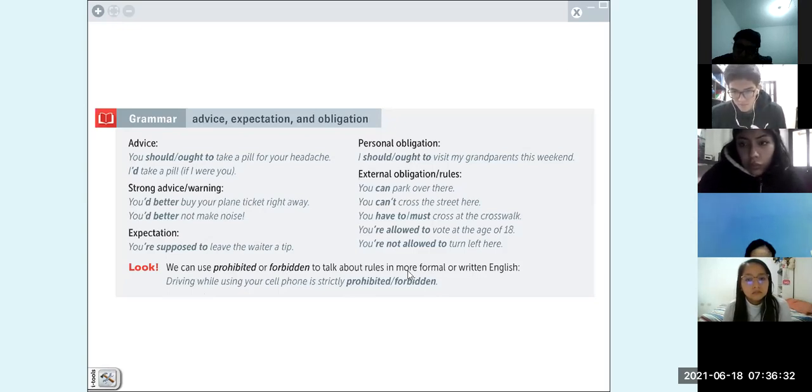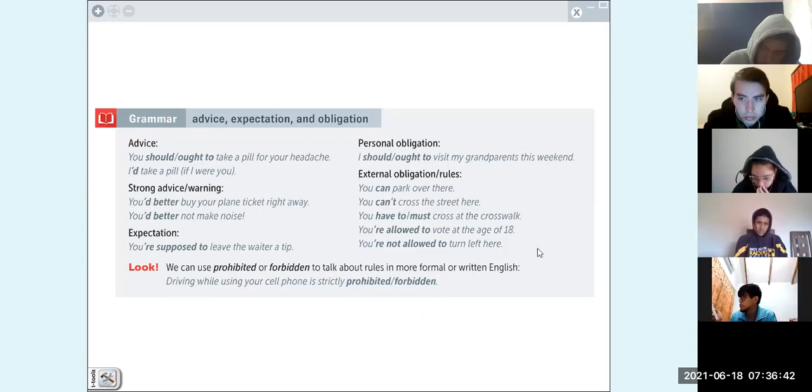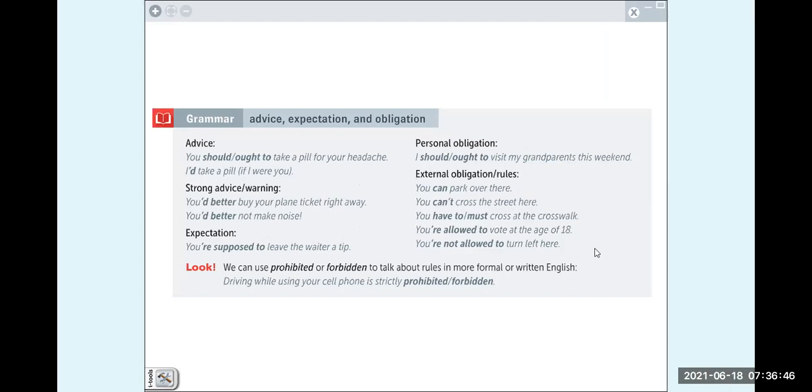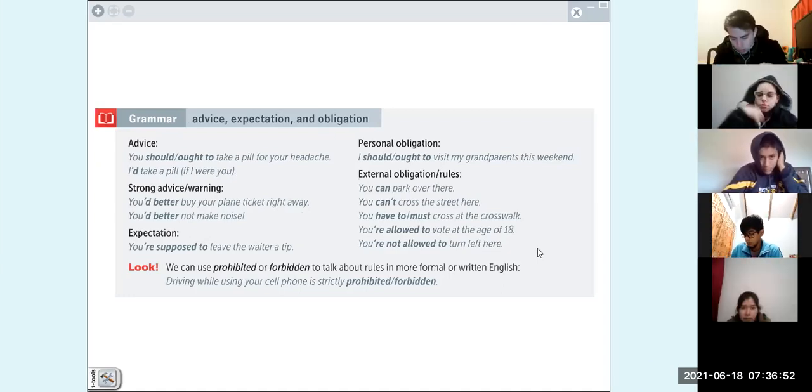Do you know any rule that is forbidden, or any activity that is forbidden or prohibited? Any ideas? Being on the streets after 11 p.m. in Santa Cruz is strictly prohibited. Prohibited, yes. Okay, very good.